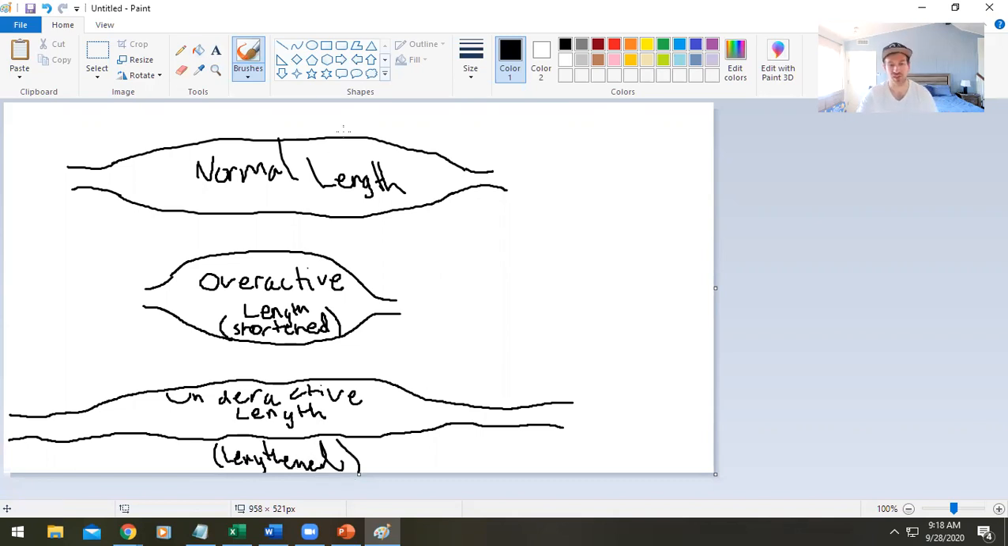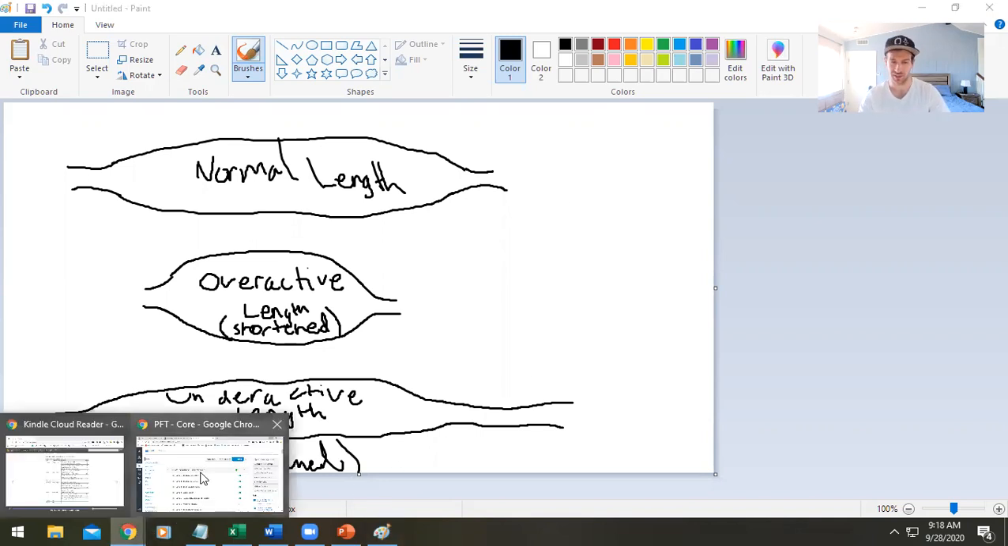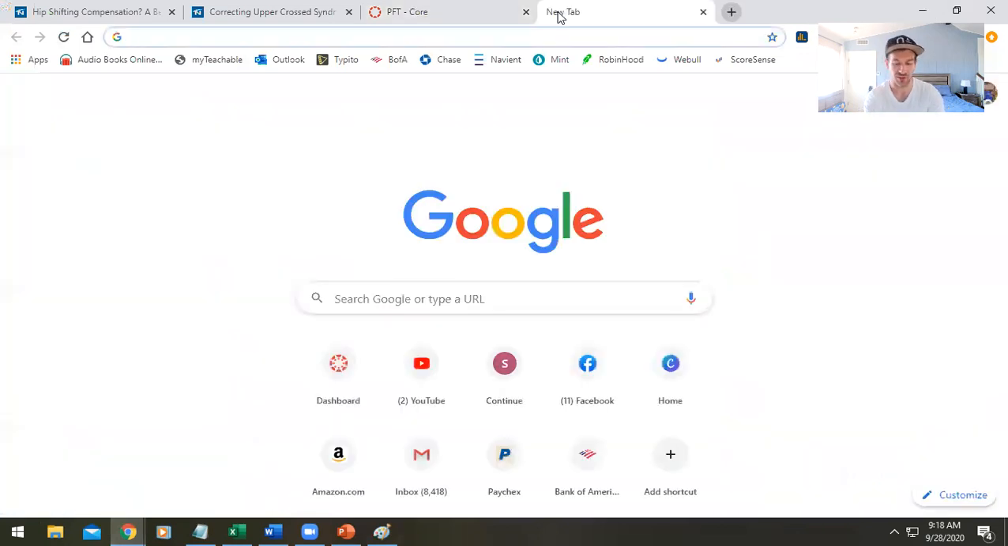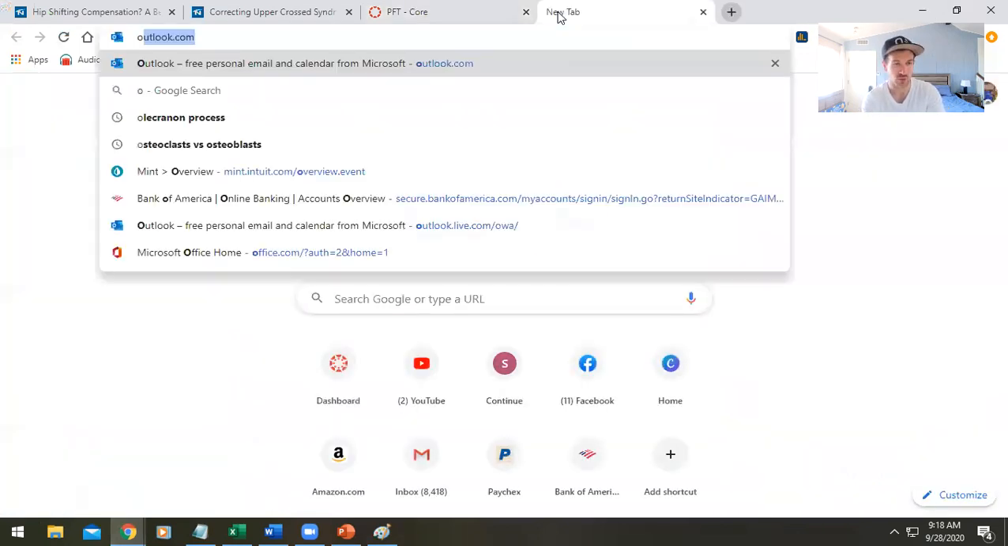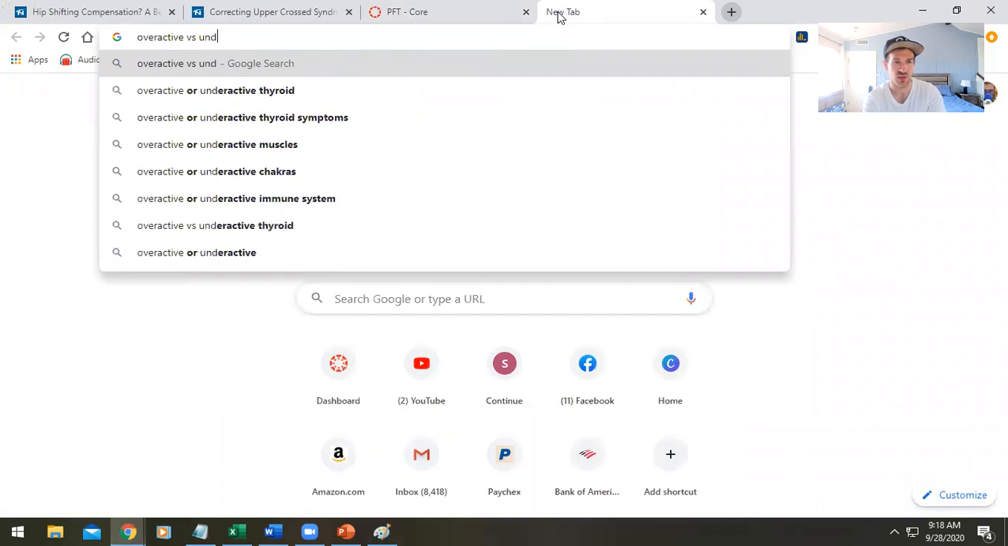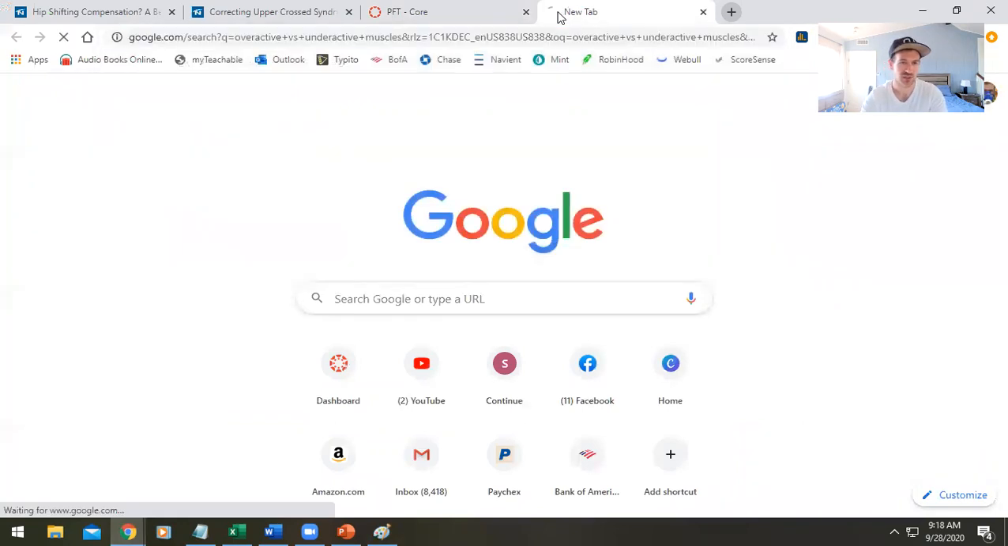So that's what we're seeing. You want your muscles to be at an ideal length. And now what I'll do is Google a better picture than this, but you've got to kind of see it happen in real life. So hopefully that gives you overactive versus underactive muscles.